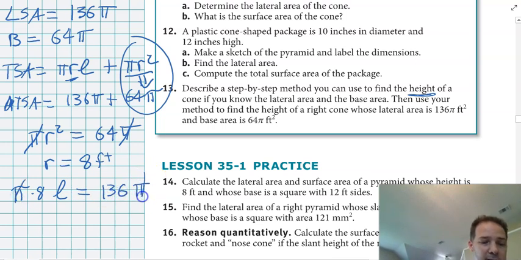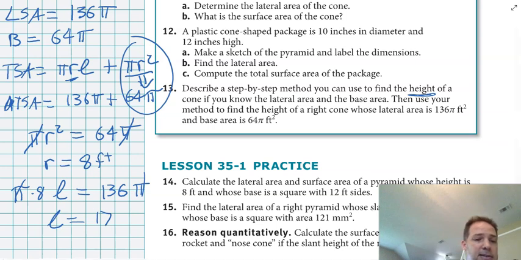The pi's cancel out, divide by 8. And we get L equals 17. So now that I know the lateral height, I'm going to draw a picture here and see if I can't use the pieces that I just learned, the radius and the lateral height, to help me figure this one out.